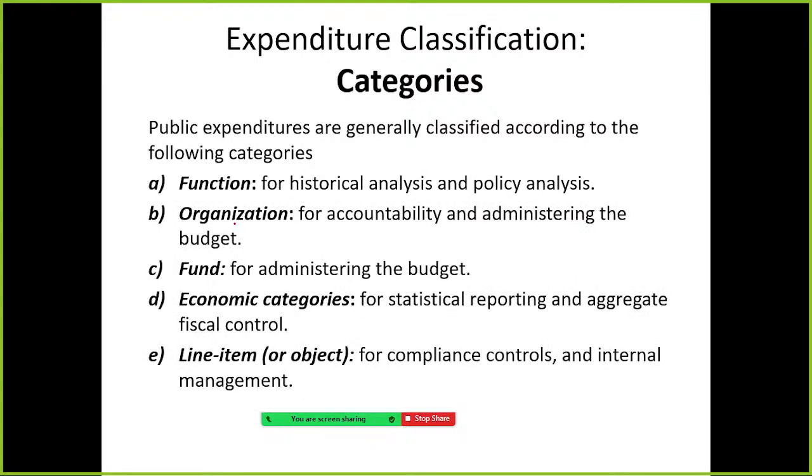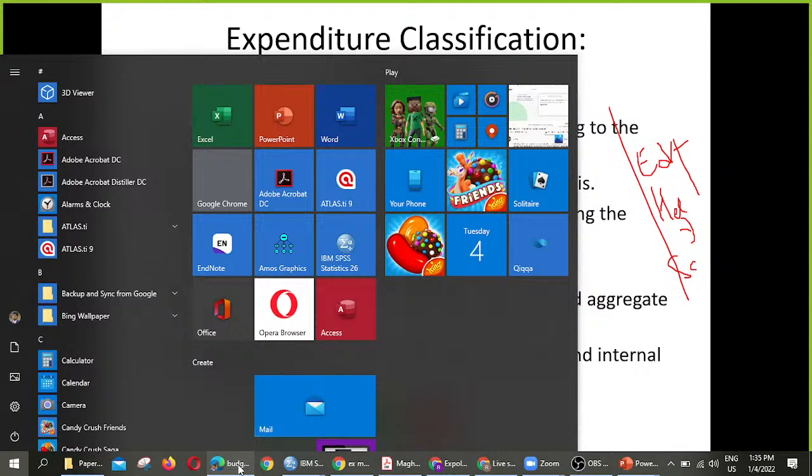Expenditure classification categories. Public expenditures are generally classified according to the following categories. Functional, based on the function, for historical analysis and policy analysis. Function means what? Education is a government function, healthcare is a function, defense, social security, and so on. So how much they have allocated. I can show you the budget document.